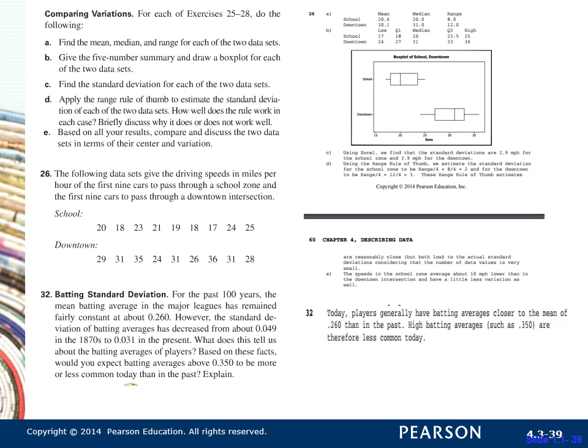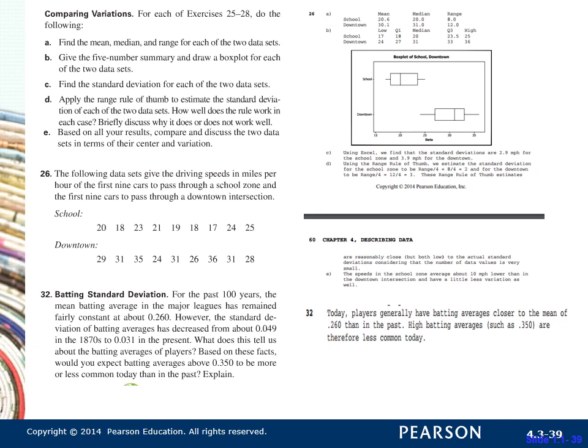All right, let's take a look at comparing the variations. I picked out problem 26, but we're supposed to do these 5 things for it. The answer is over to the right because I did want you to see those box and whisker plots. So first off, we were supposed to find the mean, median, and range for each of the 2 data sets. So below, the data set for 26 gives the driving speed in miles per hour, the first 9 cars to pass through a school zone, and the first 9 cars to pass through a downtown intersection.